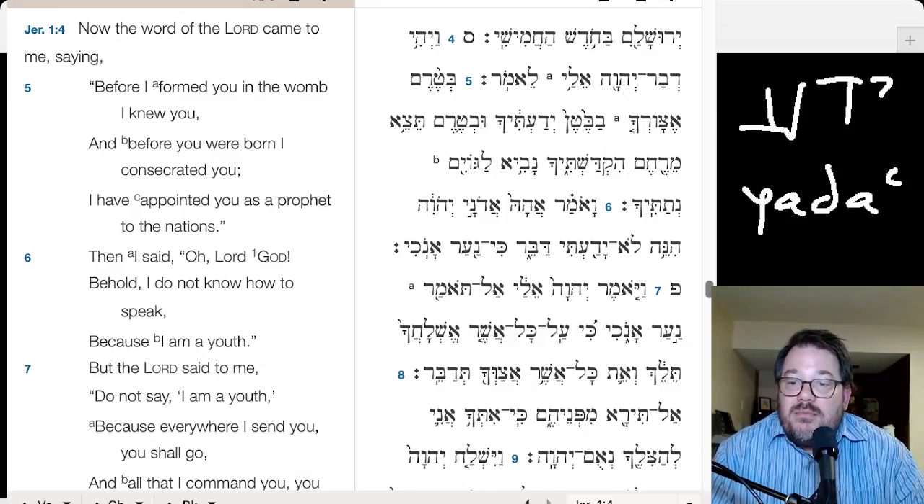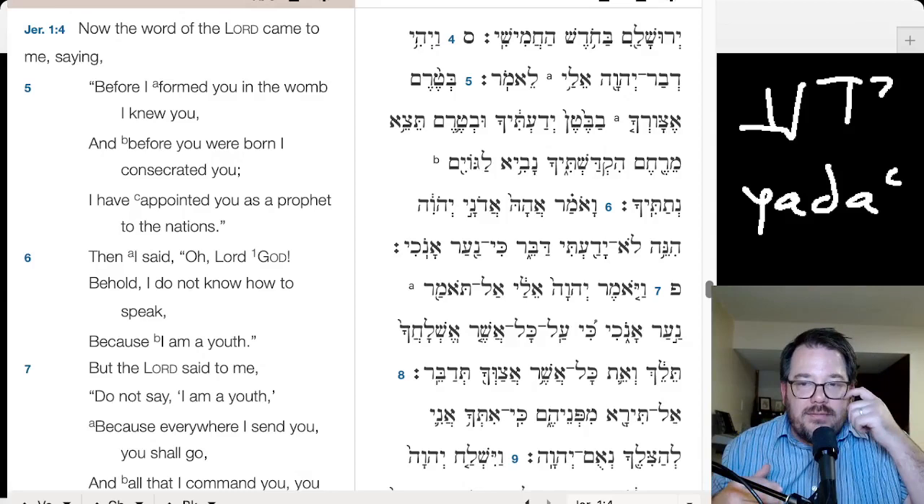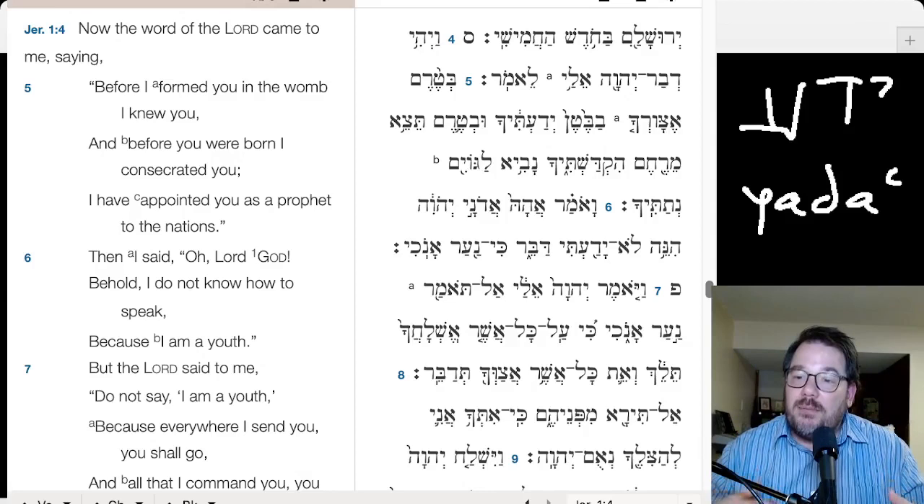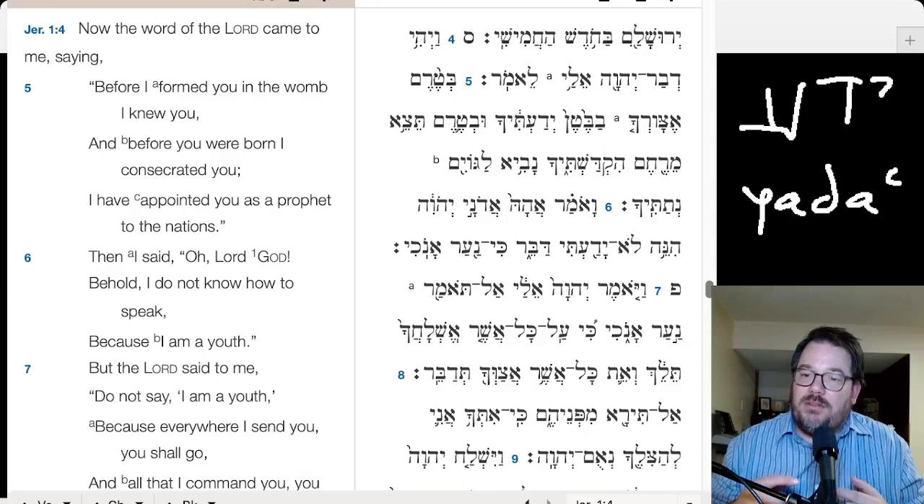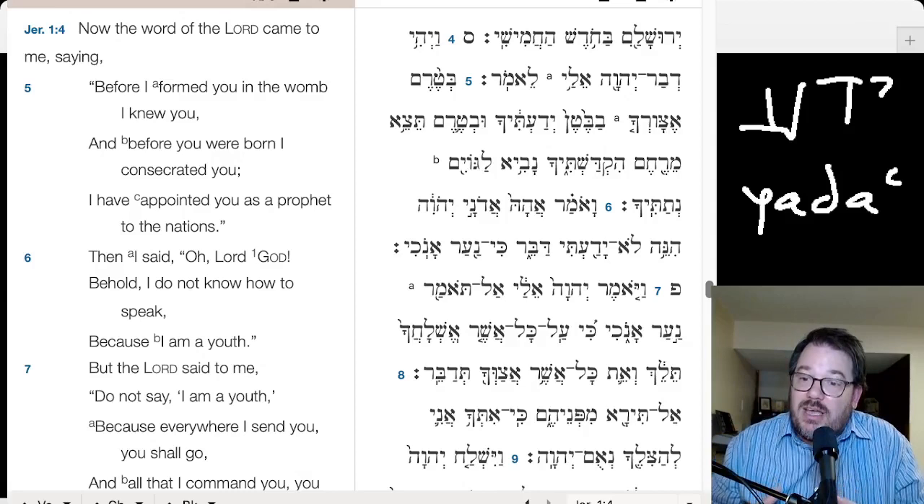This is, again, a very significant term. Yada is used to describe not just a knowledge that you have, like you go to school and study math, but a knowledge that comes through personal experience. It's a knowledge that comes through a relationship, like to know someone. This is even used to describe intimate relations between Adam and Eve. It says that Adam knew his wife Eve. It's showing that sort of familiarity. It's often used as a way to express God's relationship with his people, especially in the context of a covenant relationship.